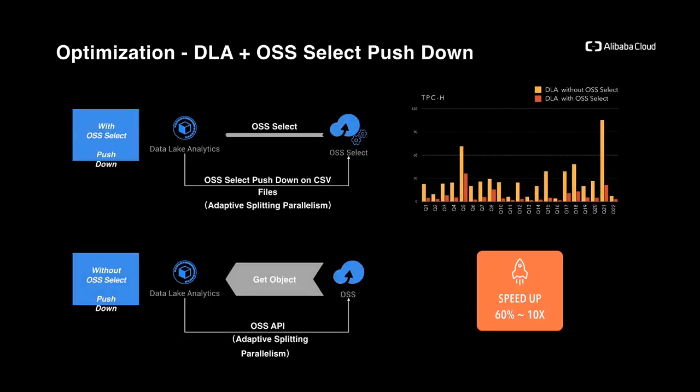This chart, as mentioned before, shows DLA can now detect the OSS Select capability and push down OSS Select requests to reduce the data transmitted to DLA. We show that TPC-H workload query latency can be optimized by 60% to 10 times.